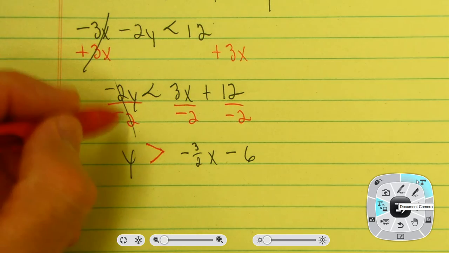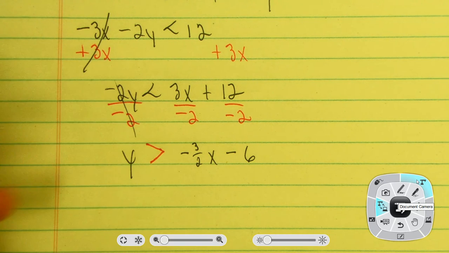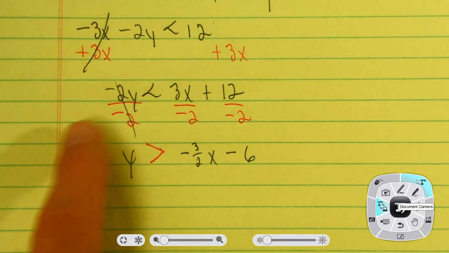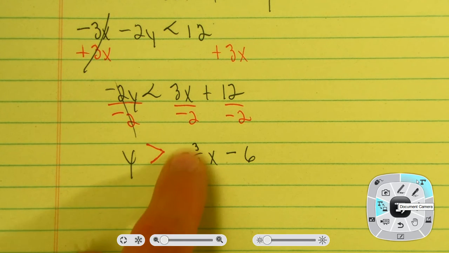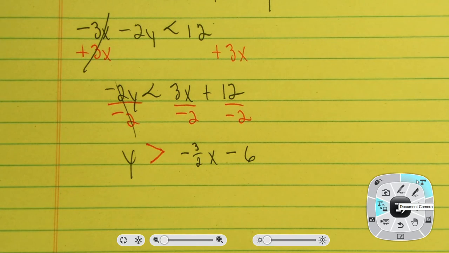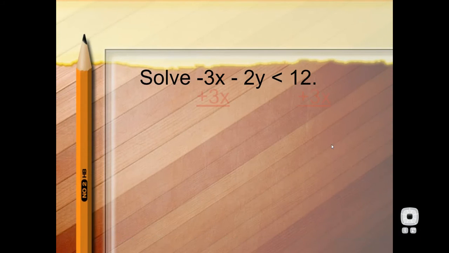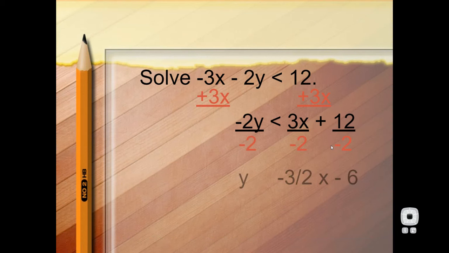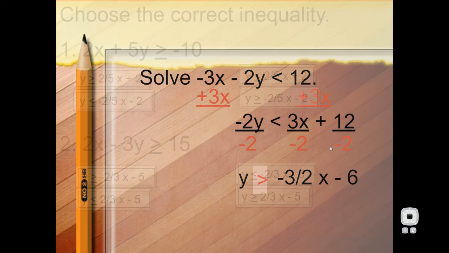Why? Because I had to divide by negative 2. Anytime I multiply or divide by a negative, it reverses the sign. So now I've got y is greater than negative 3 over 2x minus 6. And that's it. I'm done. That's all I had to do. I've got to remember, though, that when I go through, I have to reverse that sign.